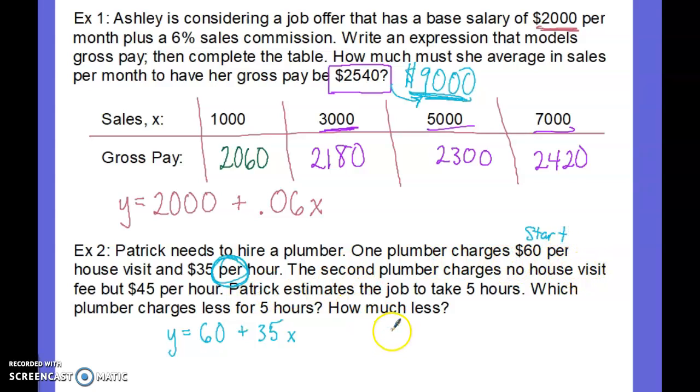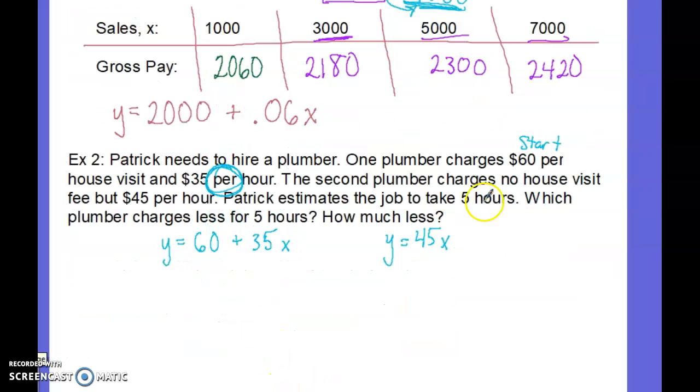Whereas the second plumber, I'm going to create the same equation, it just charges $45 per hour with no other fee. So Patrick estimates that the time it would take to finish the job is 5 hours. So which plumber charges less for 5 hours? Again, you can just go to a calculator and plug in 5 for each of these. So this is one plumber. Maybe I'll label this as plumber 1, and this would be plumber 2.